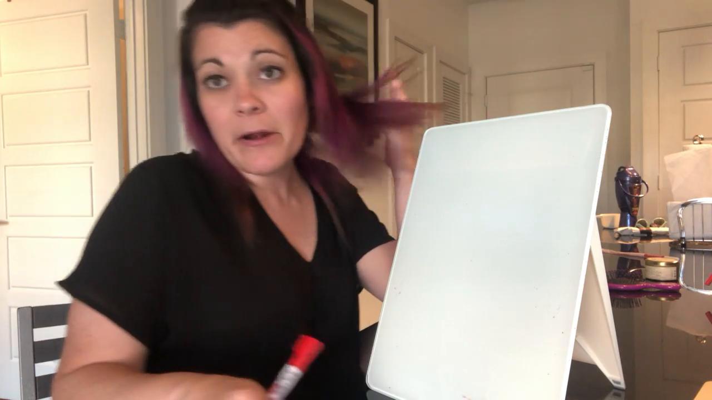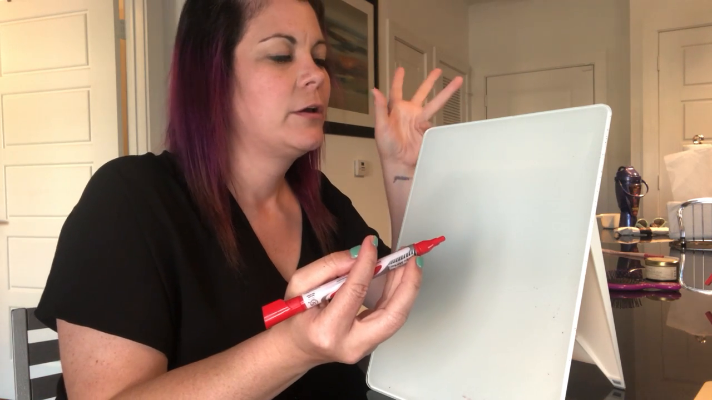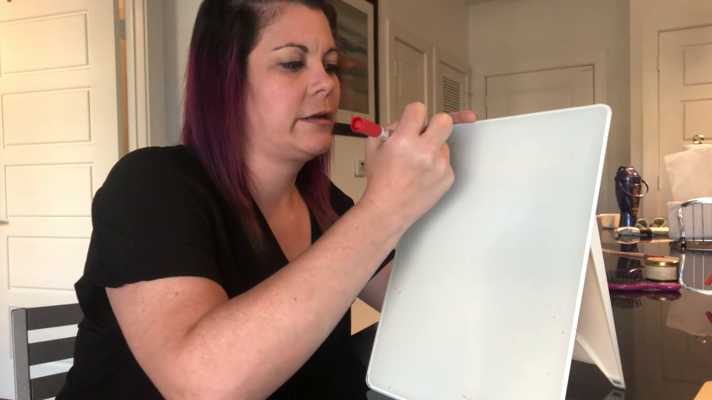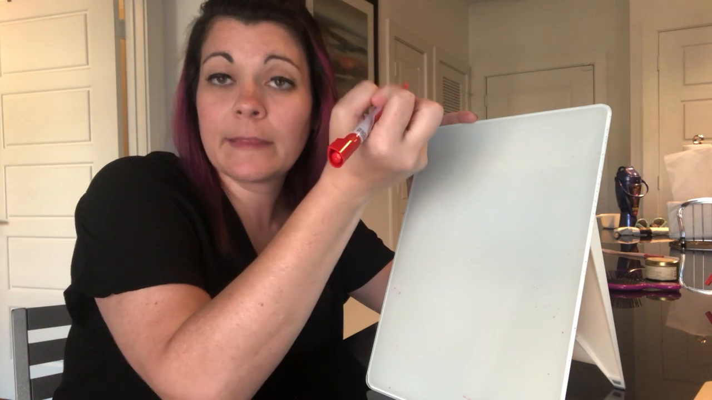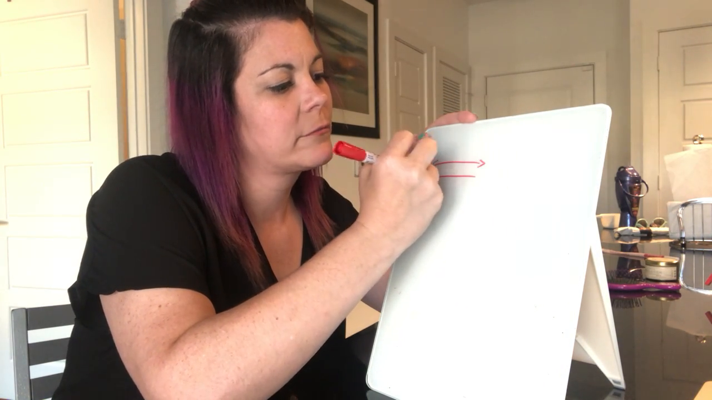First of all, we need to know that parallel lines are coplanar and they do not intersect. Coplanar means they are in the same plane and they'll just never intersect, okay?